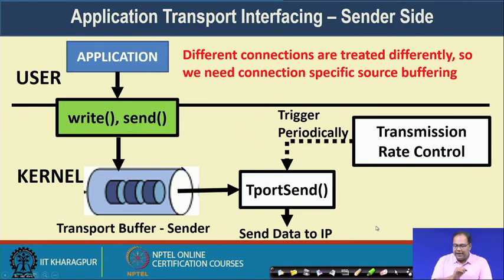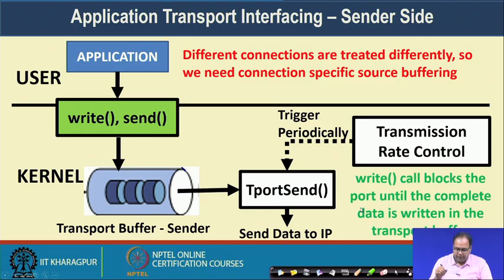Now, in this case, it may happen that you have different connections at the application layer, and they are treated differently. So we need connection specific source buffering. This particular buffer we call a source buffer. For every independent connection that you have from the application layer, we have one transport layer buffer associated with it.